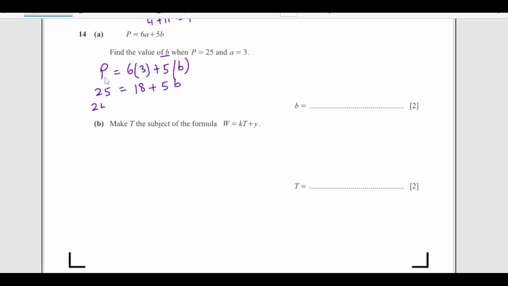Then shift 18 to the other side. Now, just the calculations here. So, 25 minus 18 is 7, which equals 5B. Then divide by 5 on both sides. So, B is 7 over 5, that is 1.4.